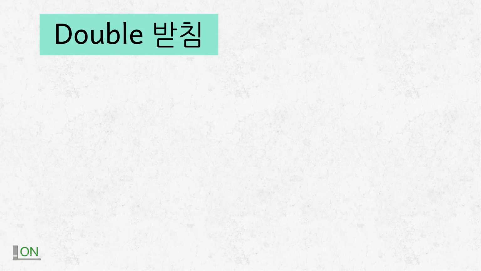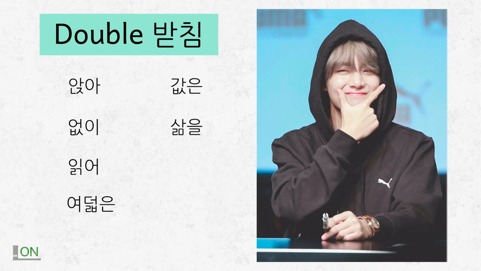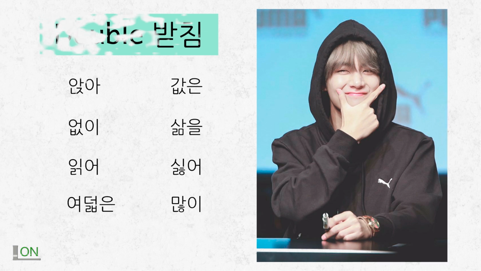But when there is a vowel after these double 받침s, then they both are going to be read. For example, 앉아, 없이, 읽어, 여덟 번, 값은, 삶을. But if in double 받침 there is going to be ㅎ, still, even if there are gonna be millions of vowels after ㅎ in double 받침, then still ㅎ will be completely silent. For example, 싫어, dislike.